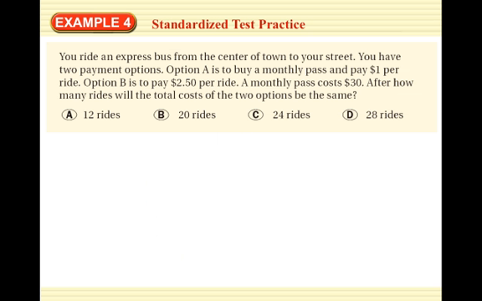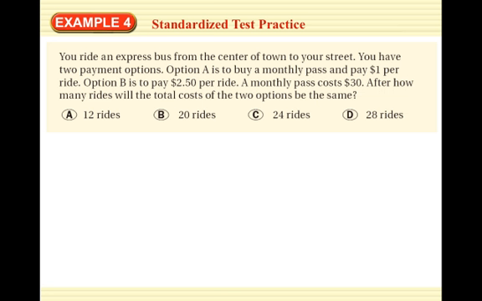You ride an express bus from the center of a town to your street. You have 2 payment options. Option A is to buy a monthly pass and pay $1 per ride. Option B is to pay $2.50 per ride. A monthly pass costs $30. After how many rides will the total cost of the 2 options be the same?